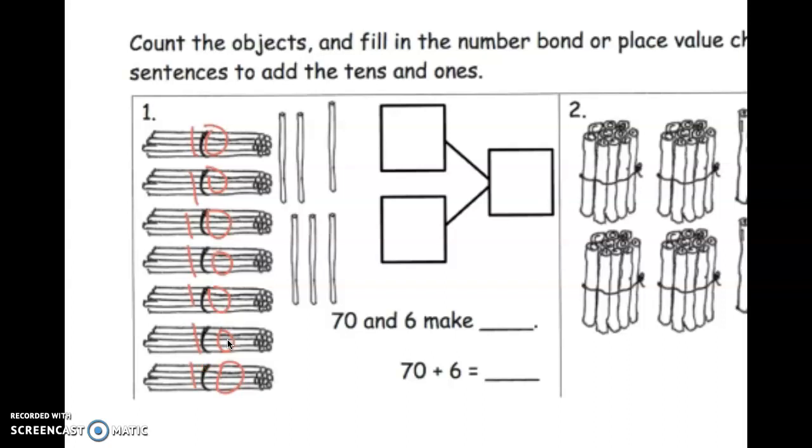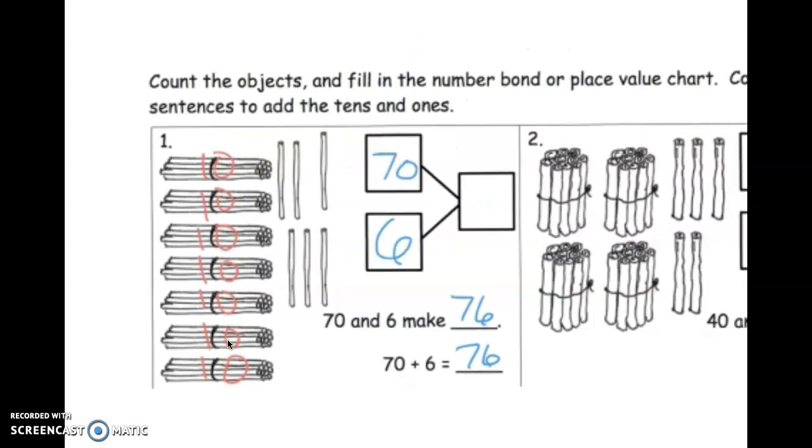70. All right, so we can put in 70, and we could put it either in the top or the bottom. It does not matter because addition is commutative, but we'll learn that later. And then let's count the ones, and we see that we have 6 ones: 1, 2, 3, 4, 5, 6. So we're going to record that right here. So now we get 70 and 6 make, so what do we have all together? Well, we have 76 all together, and 70 plus 6 is 76.